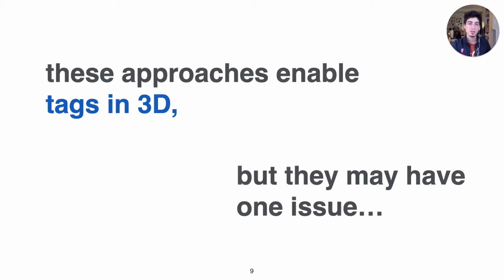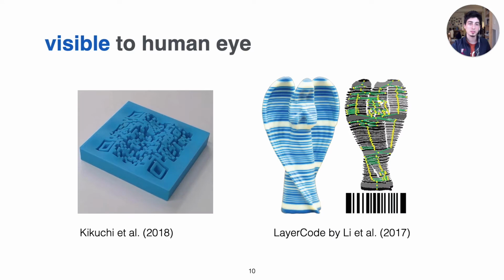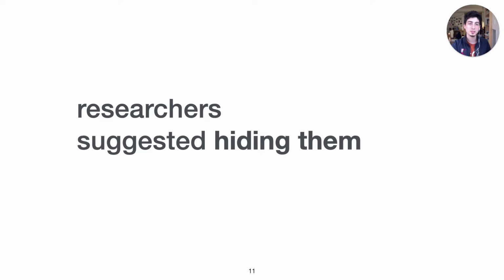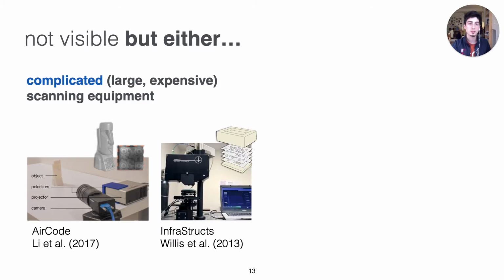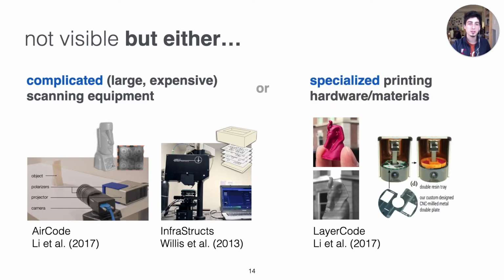While these approaches have enabled tags in 3D, they may have one issue. They are visible to the human eye. For this reason, researchers have come up with ways to hide them. These methods either require the use of larger expensive scanning equipment or specialized printing materials. For example, AirCode uses a camera and projector setup to detect gaps beneath the object surface. Infrastructs uses a terahertz scanner to detect even deeper holes. LayerCode uses near-infrared dyes and a modified SLA printer to have hidden barcodes.